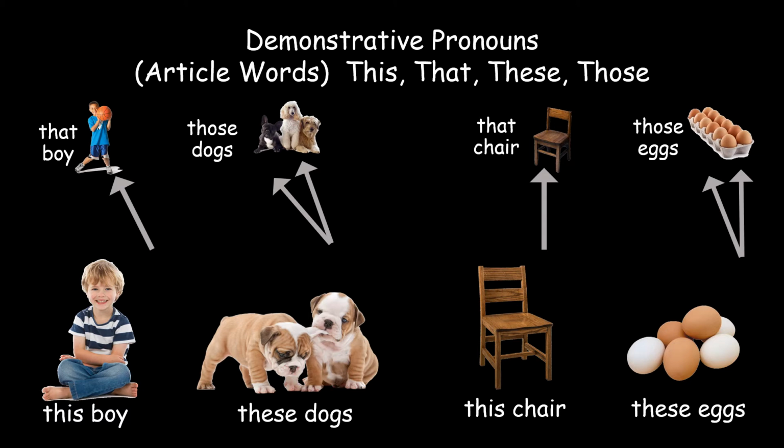Notice that this, that, these, and those are used in the same way whether we're talking about animate objects, a boy or dogs, or whether we're talking about inanimate objects, a chair or eggs. In Anishinaabemowin, this, that, these, and those changes depending on which gender of animacy we're talking about, animate or inanimate. Let's take a look.